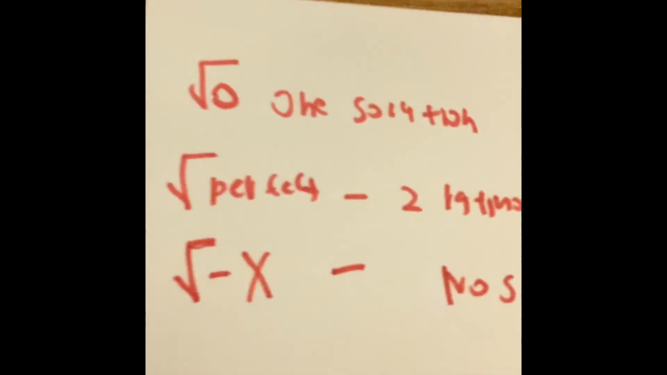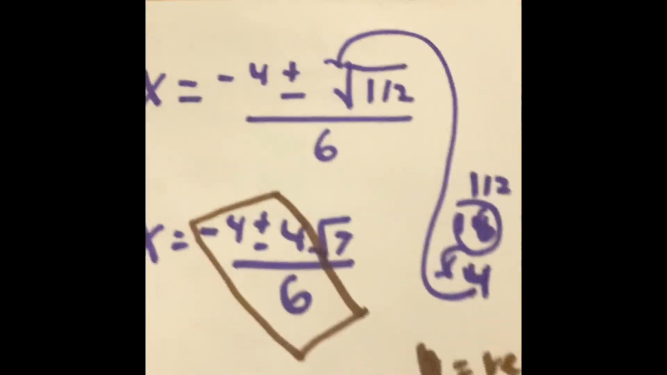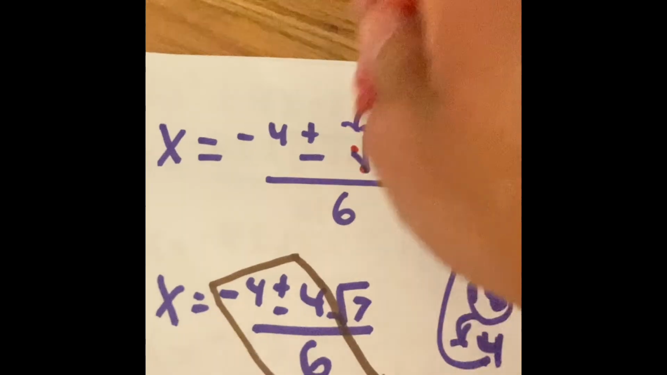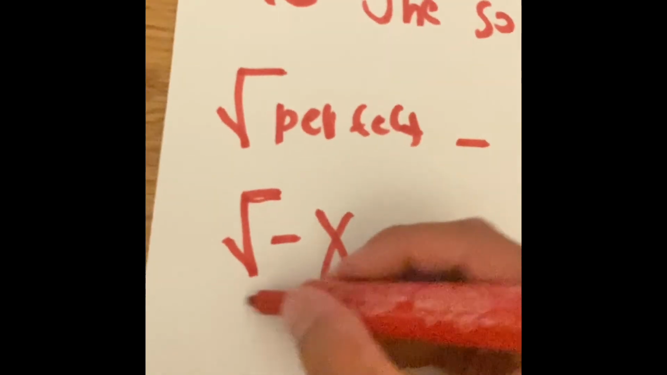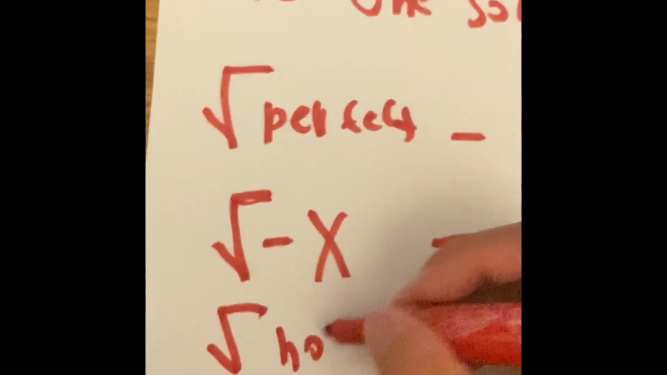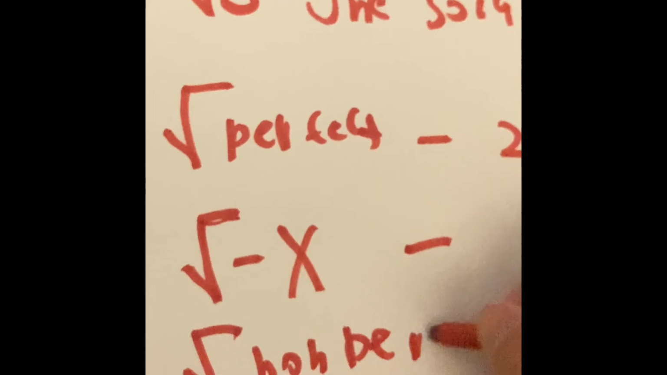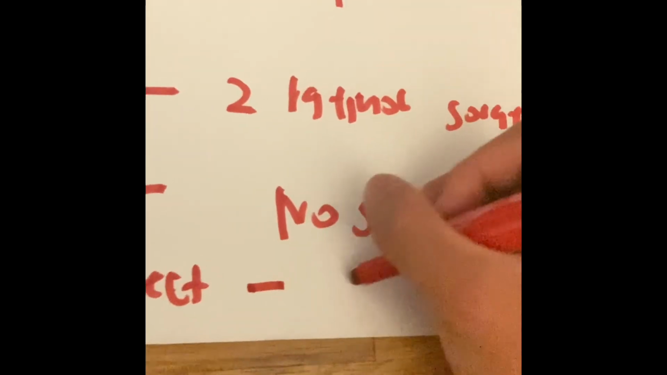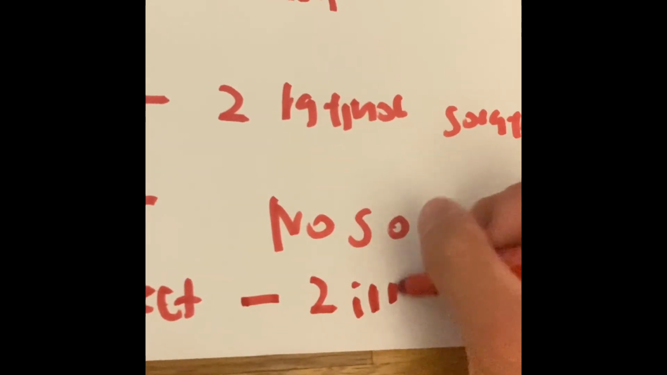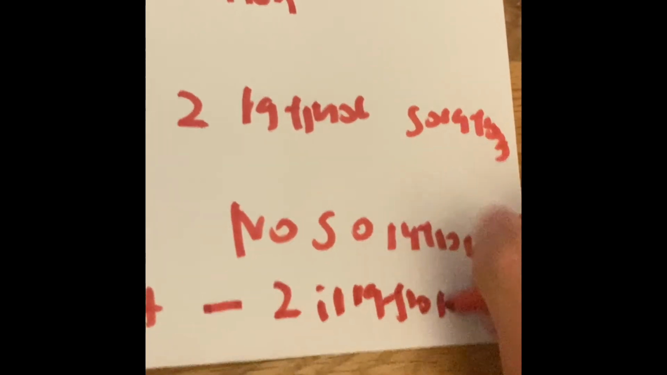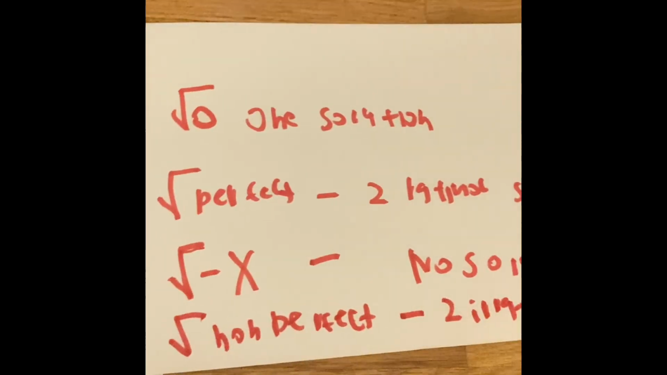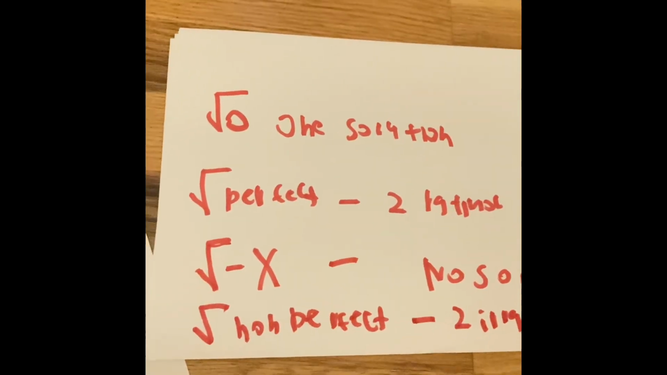And last but not least, in the last scenario, the square root of 112 is going to change everything. That describes that when we have the square root of a non-perfect number, that will end up being two irrational numbers. So two irrational answers. That will be long, long decimals.